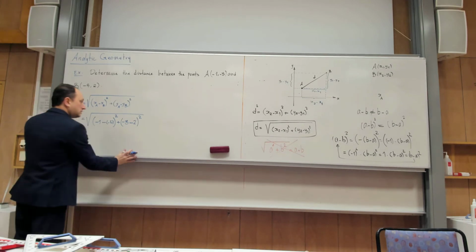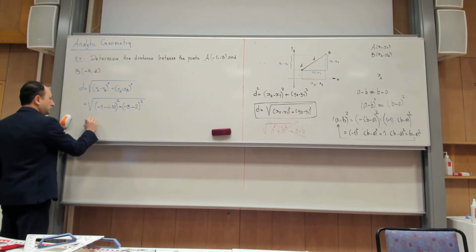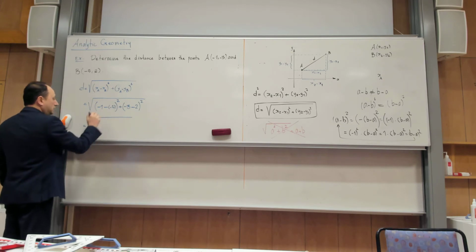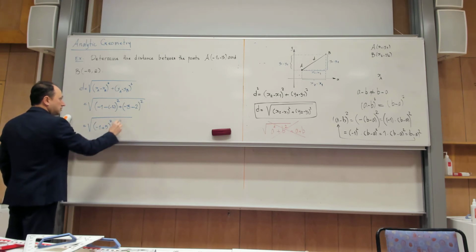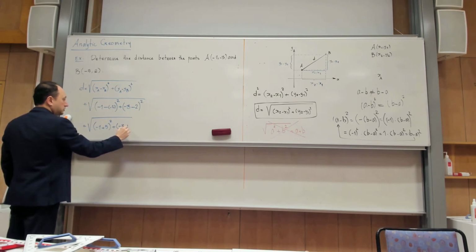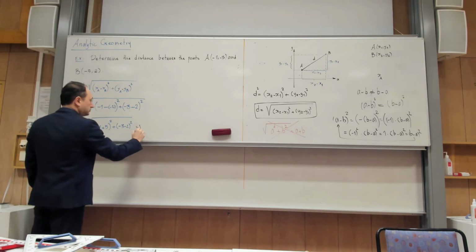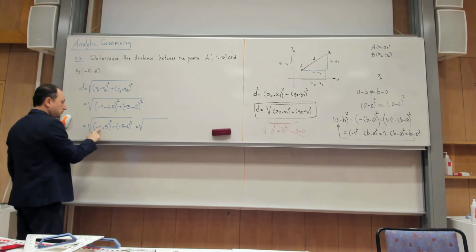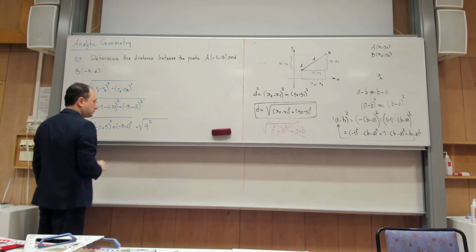I will write all the details for the first example at least. Then I will have a square root of (-1 minus 5) to the power of 2 plus (-3 minus 2) to the power of 2. Now I can write it as a square root of (-1 plus 5 is +4) to power 2.